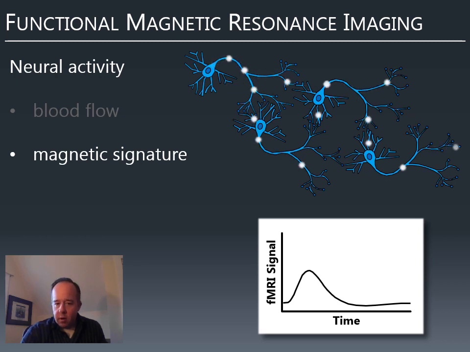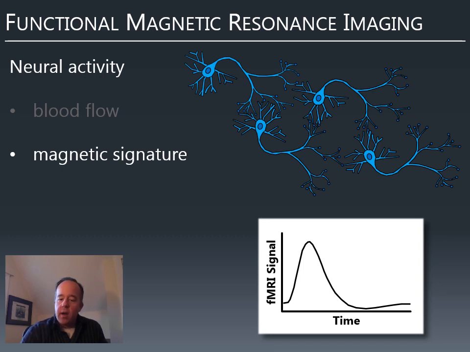If you have a lot of neural activity, well, that area is going to be more active. It's going to need more oxygen. It's going to need more sugar. It's going to need more blood. And so we can see an even bigger signal. So we can tell not only which parts of the brain are active, we can tell, relatively speaking, how active they are by measuring the size of this magnetic signature. So that's how fMRI works.